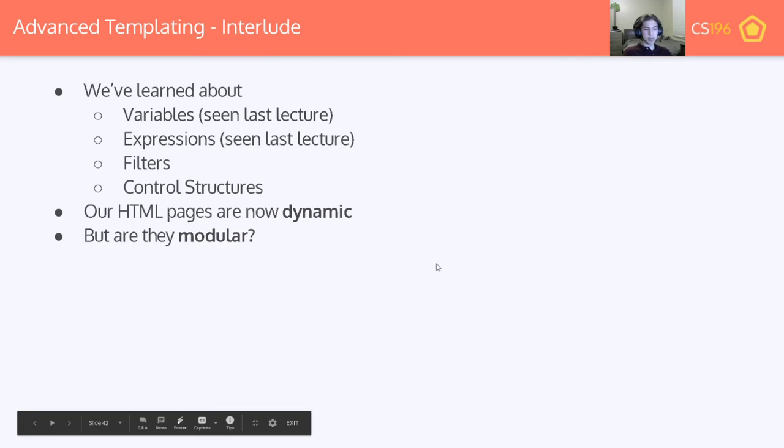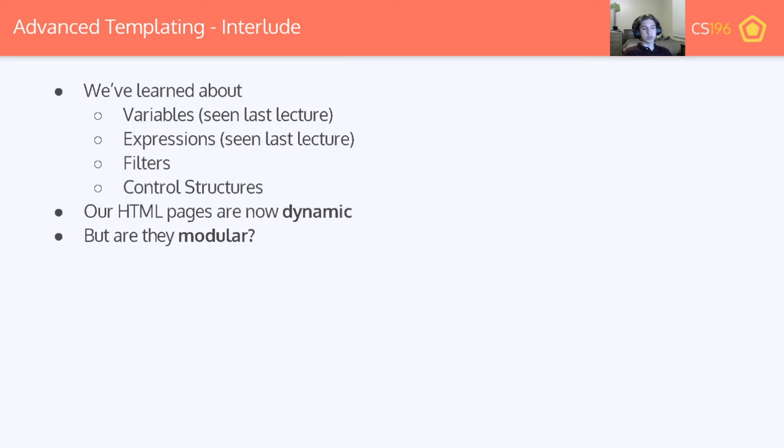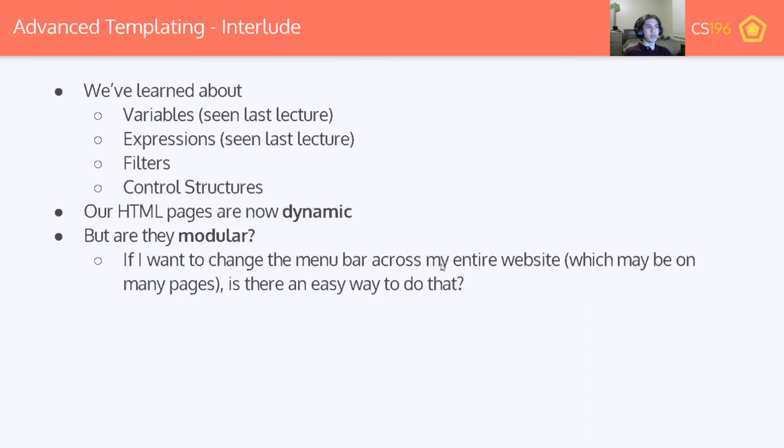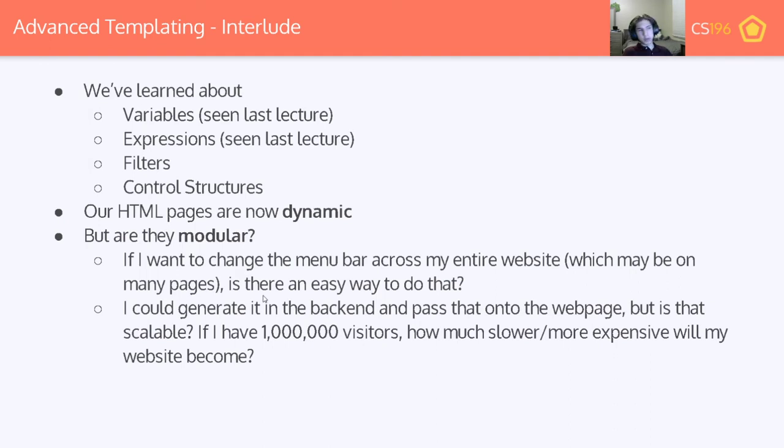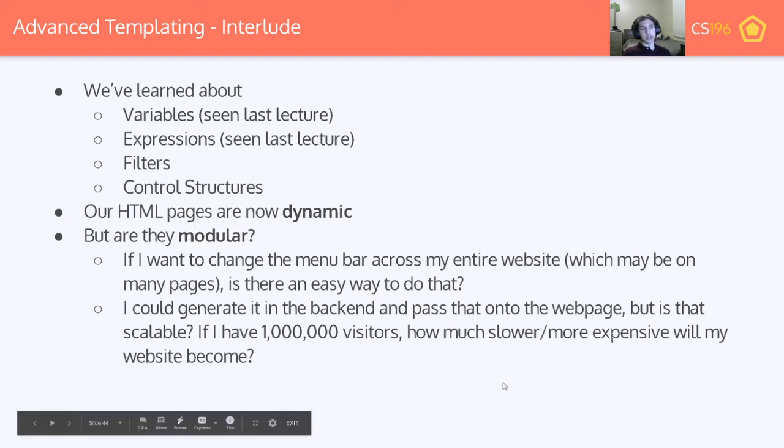If we have the HTML code for a navbar, there's really no easy way to serve that to all of the pages at once, right? If we have a menu bar, is there an easy way to change it on many, many pages at once? Well, maybe we generate it in the back end and pass the HTML as a string to the front end. Is that scalable? If we have a million visitors, how much slower is my server going to become, because it's generating these probably very long or very many strings for every single part of my website that I want to be modular, which might be a huge portion of my website. So maybe that's not such a great solution.